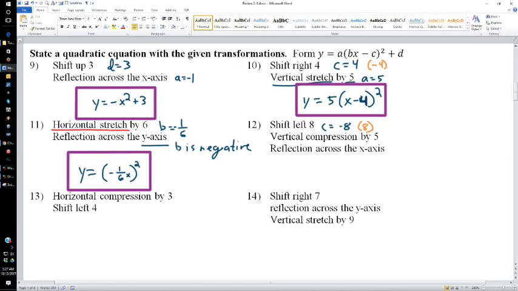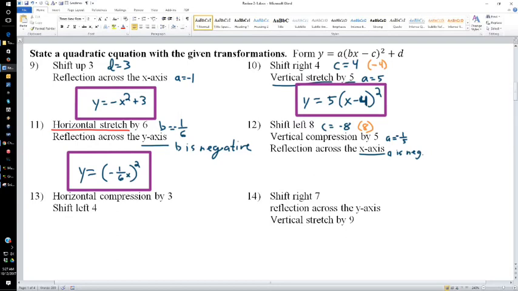A vertical compression by 5. Well, vertical, that's your A values. And the compressions, well, that means it's a fraction. 1/5. Alright? And a reflection across the x-axis. Well, remember, find reflection across the x-axis on your chart, and you realize, oh, that's where A is negative. So we're going to make it a negative 1/5.